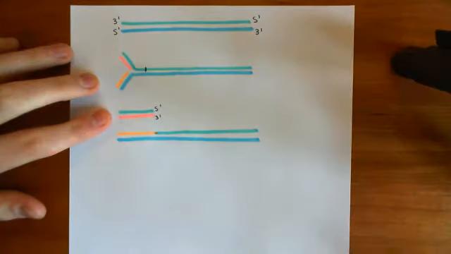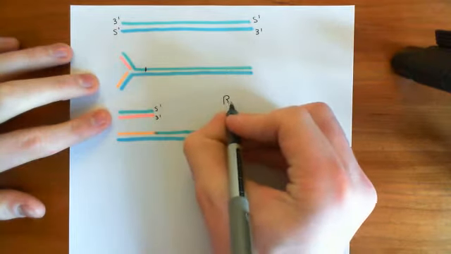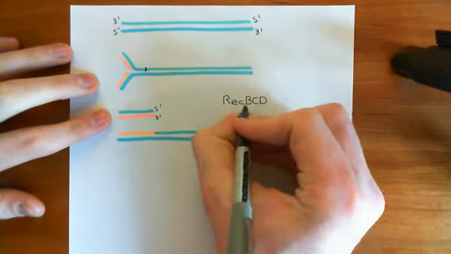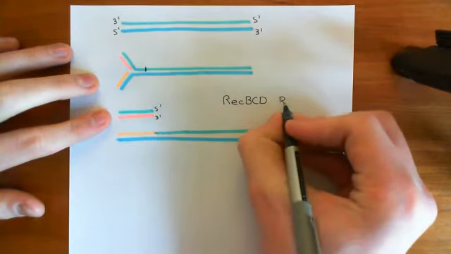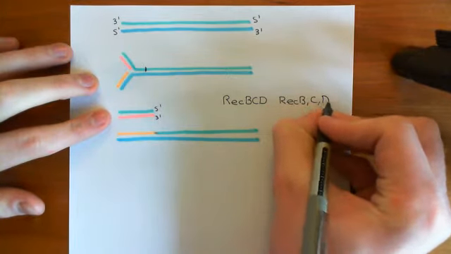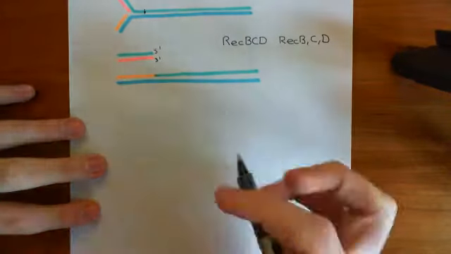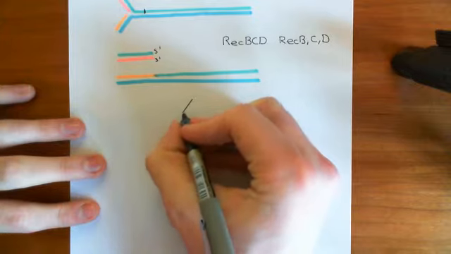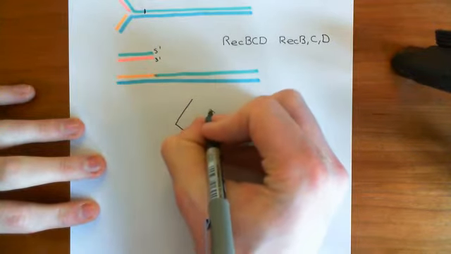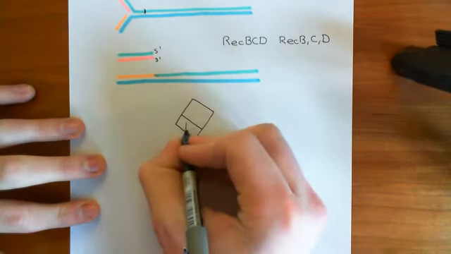This enzyme complex that's going to associate is what's known as the RecBCD complex, and it contains three proteins called RecB, RecC, and RecD. That's why it's called the RecBCD complex. So let's draw a picture of this. I'll draw the RecBCD complex like so. It's made up of these three separate proteins here. RecB is at the bottom here.